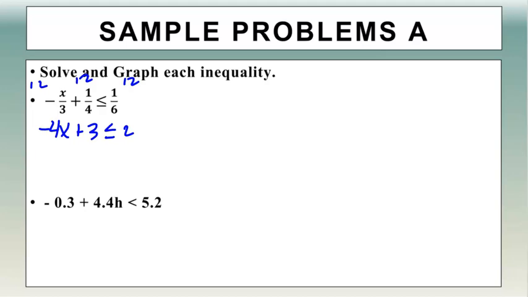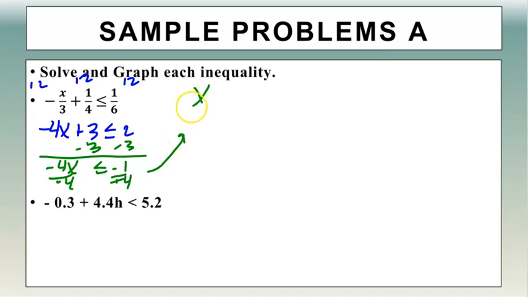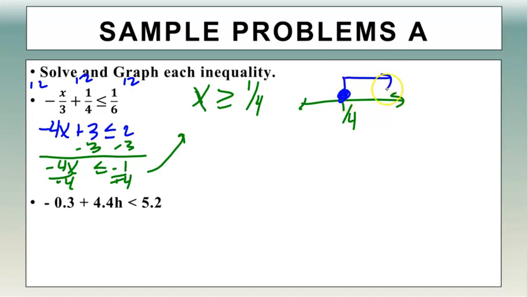Now that's a lot easier problem to work with, so I'm going to subtract 3 on both sides. I have negative 4x is less than or equal to negative 1. Divide by negative 4 on both sides. That's going to leave us with x not less than or equal to, because I divided by a negative, greater than or equal to 1/4. And then on a number line, I have 1/4 here. It's going to be a filled-in circle because it can equal it. Greater than means it goes to the right.